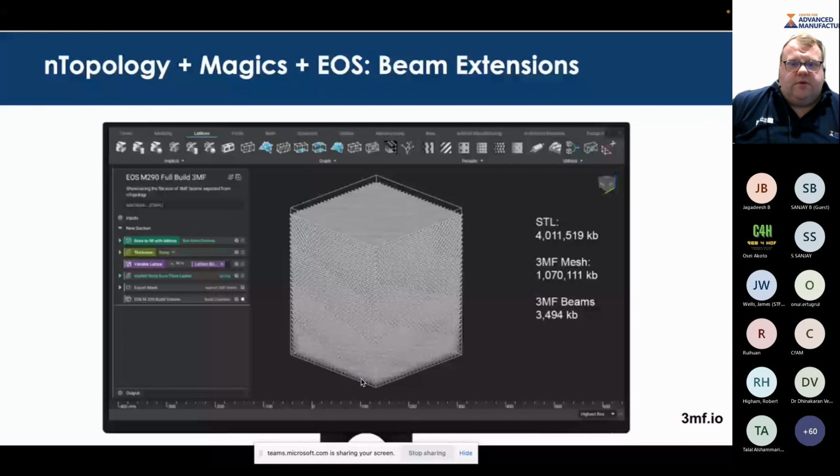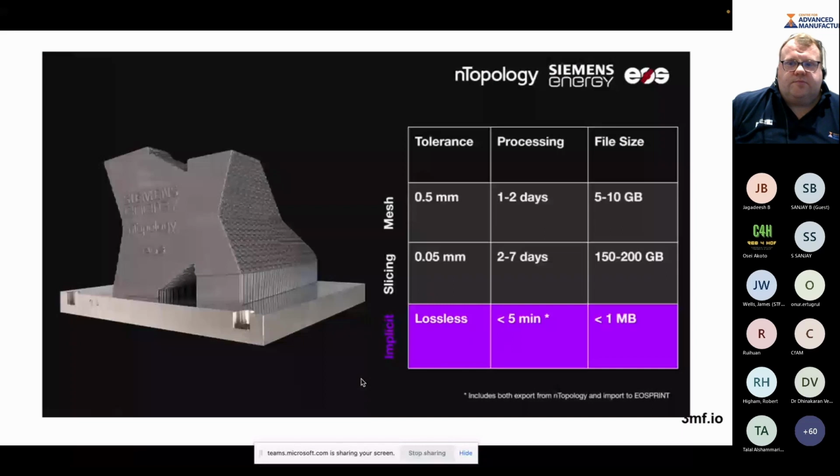Another example of the file size difference. And this is the most recent one we're working on at the moment in the volumetric spec: implicit communication. So most major CAD companies now have some form of implicit for doing complex heat exchanger type geometries at the moment. This is a project with nTopology, Siemens Energy, and EOS where they communicated a massive heat exchanger. I think the file was in the end 680 kilobytes, which would have been just impossible to communicate via slices and meshes to any machine.